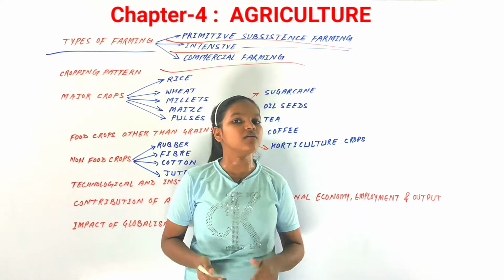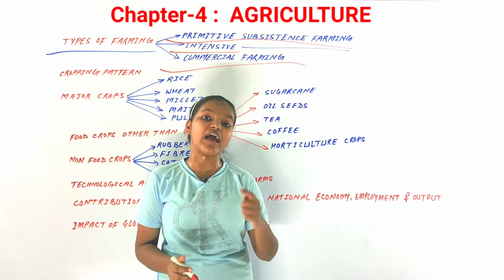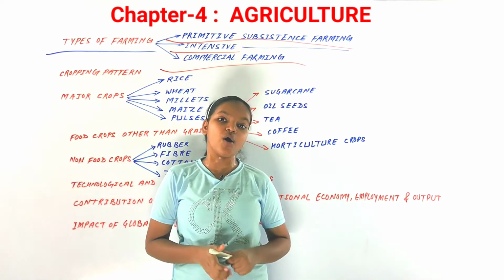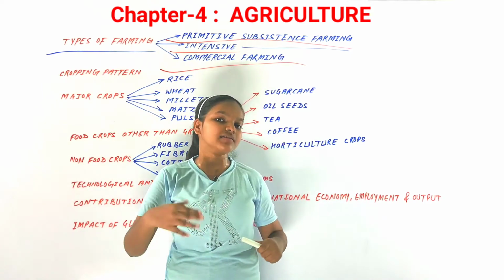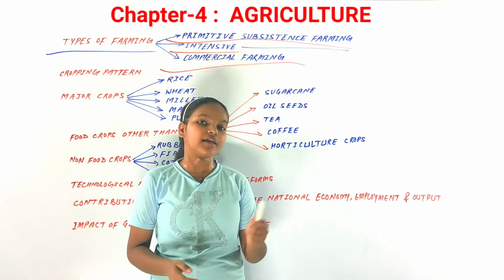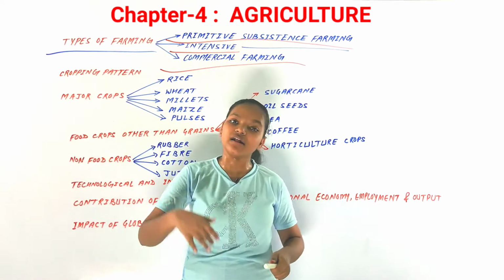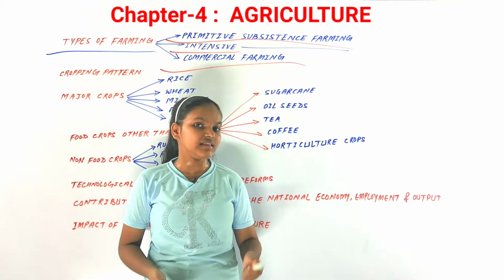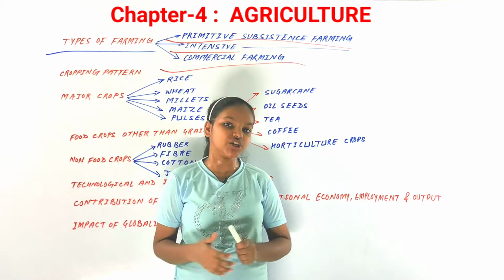So commercial farming is generally for commercial purposes, and we have plantations as an example. Plantation farming is done on a big land, and a single kind of crop is grown on that land. There are many plantation crops, like cashew nuts, coffee and tea. These are the plantation crops.